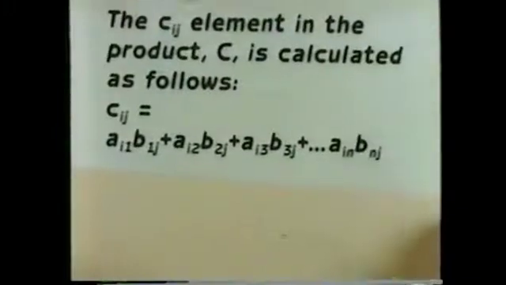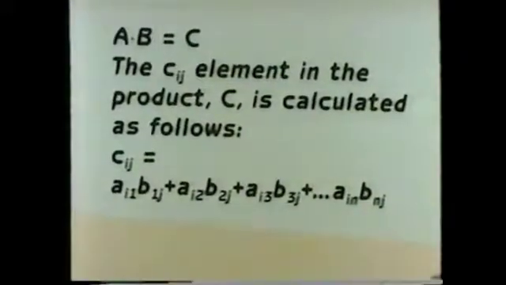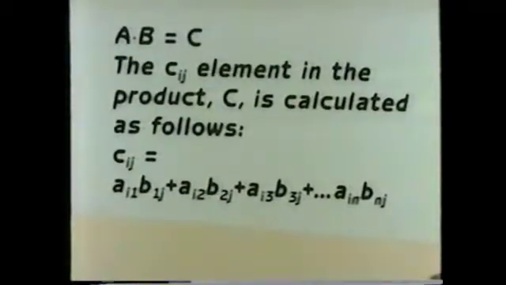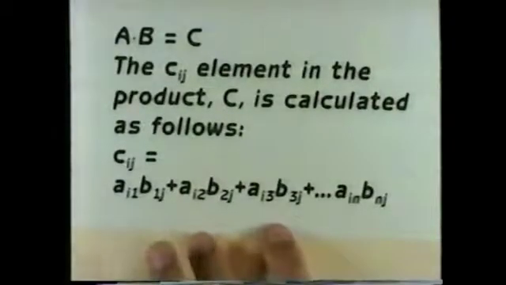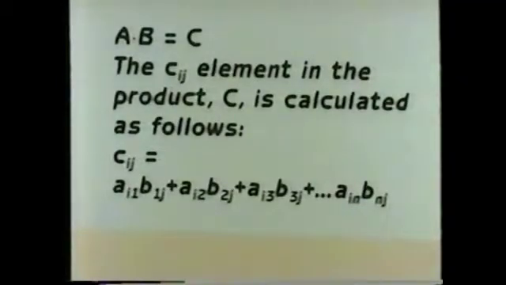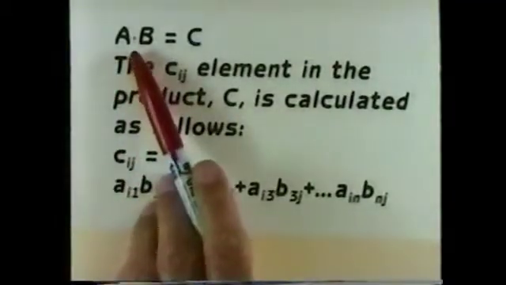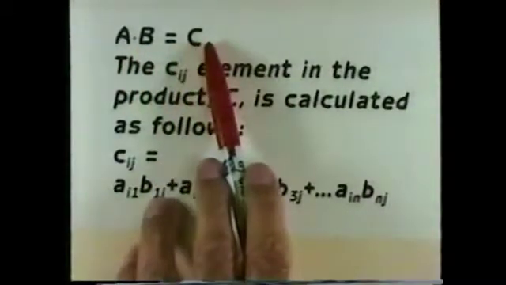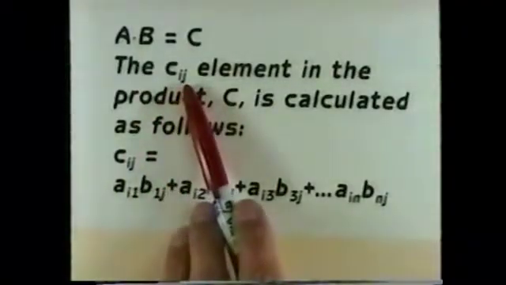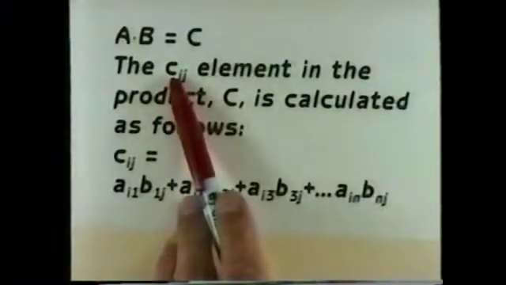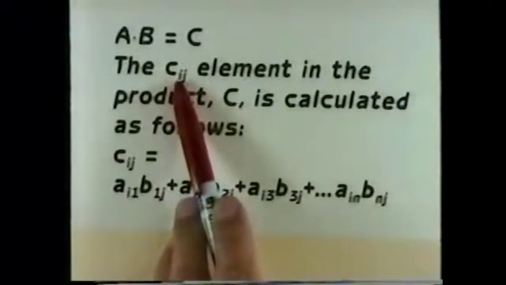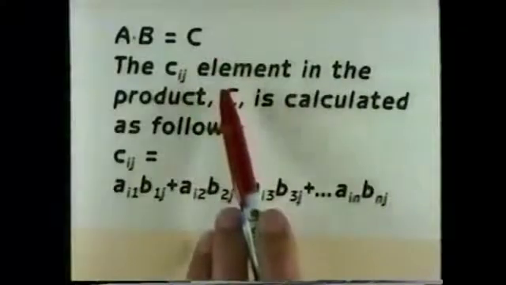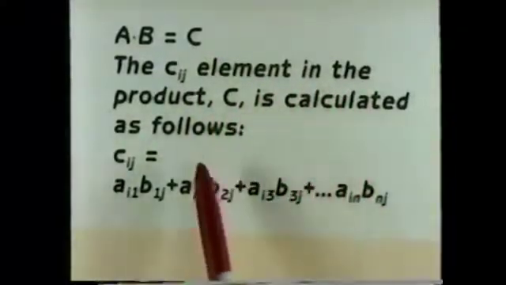I'm going to give you the rule to follow for multiplying. Simply copy the rule down now, then I'm going to give an example. Once I do the example, you come back and look at the rule to see if you can follow it. So we're multiplying matrix A by matrix B to get matrix C. The C_ij element, so this is the element in row i, column j of matrix C, and the product C is calculated as follows.